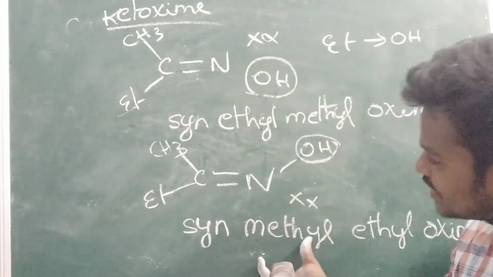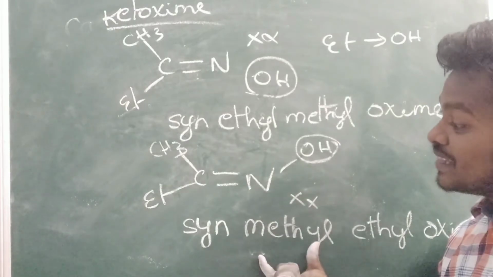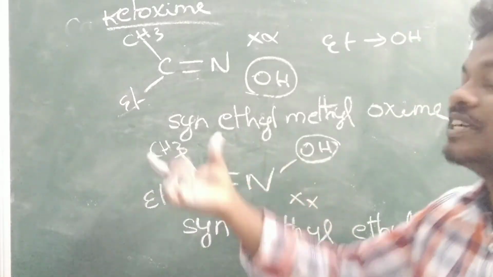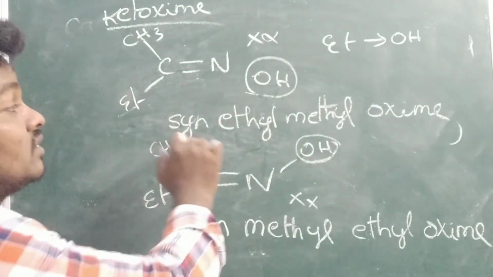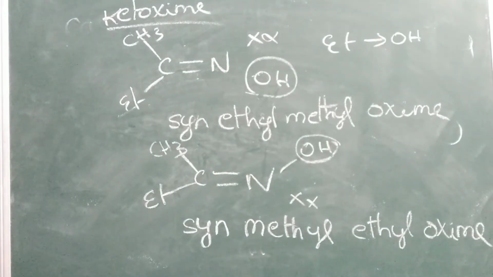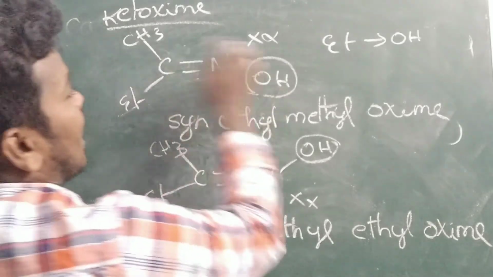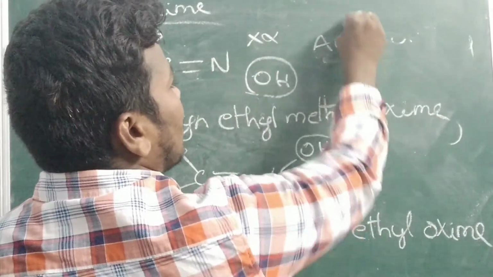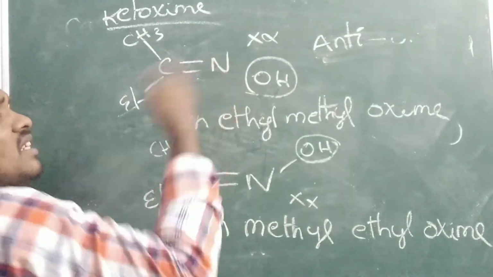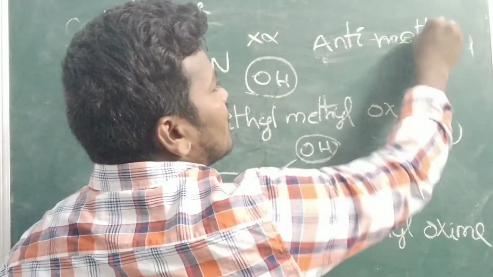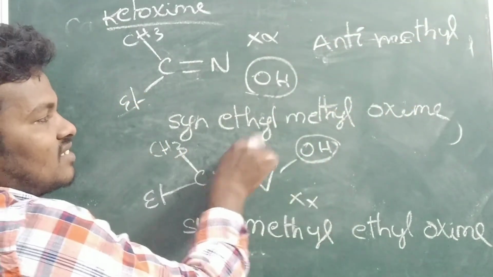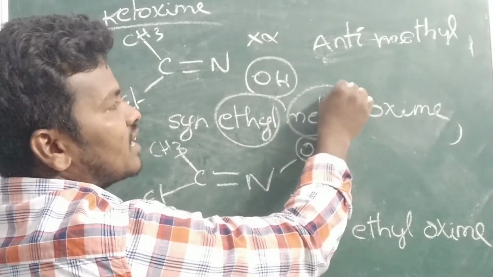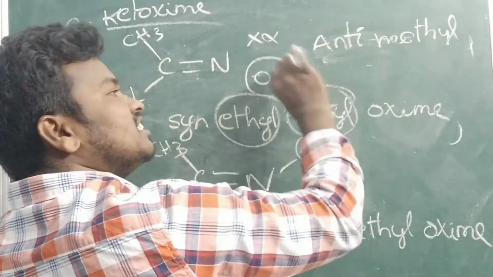Here also, on the same side, you write syn methyl first. This is syn methyl. That means the OH and methyl group are presented on the same side. Here also you can write anti. How can you write anti? Anti methyl, opposite. Just written anti, the opposite side is there. Anti methyl means it is presented on the opposite side.